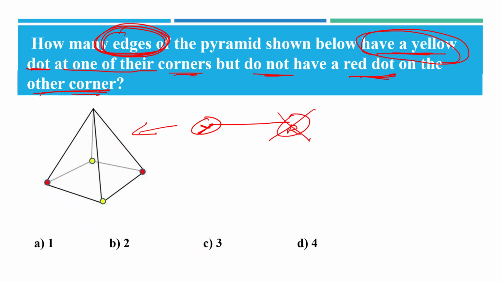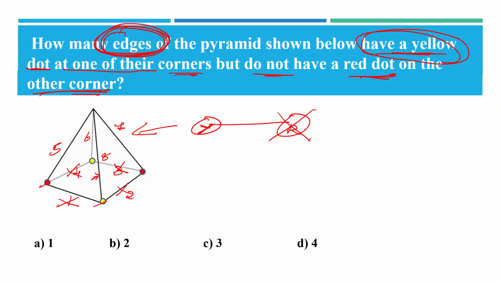Great. Okay, in that case, let me first name the edges. Here I have 1, 2, 3, 4, 5, 6, 7, and this thick black line is the 8th one. Right. There are 8 edges. Let me consider the first one. First one, red and yellow, so not to be considered. The second one, again red and yellow, not to be considered. The third is the same. The fourth is the same. So we won't be able to consider these 4 as they have red as well as yellow.